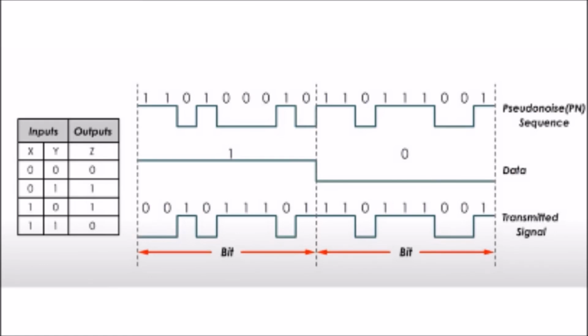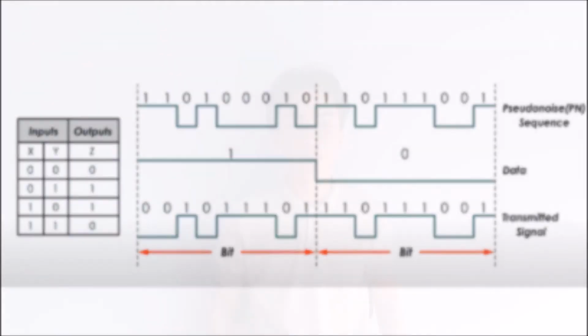Now, we get a transmitted signal which is a combination of our original data and PN code. It can be observed that the PN code has a shorter pulse duration than the original data. The smaller this duration, the larger the bandwidth of the resulting DSSS signal.